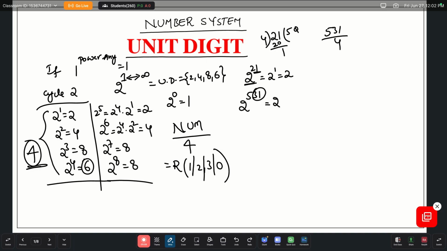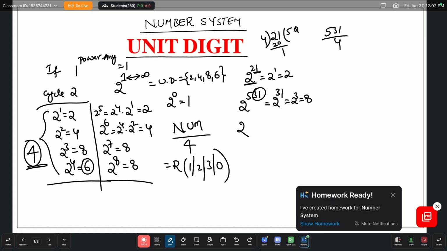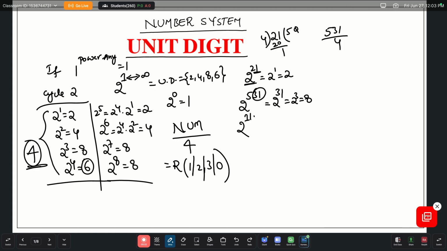Next, 2 power 531. So what is the units place? Here we don't need to divide 531 by 4, because after 4 steps we are having the repetition. So what is the divisibility rule for 4? If the last 2 digits are divisible, then the total number is divisible. So 2 power 31 will be remainder equal to 3. So that will be 2 cube equal to 8.